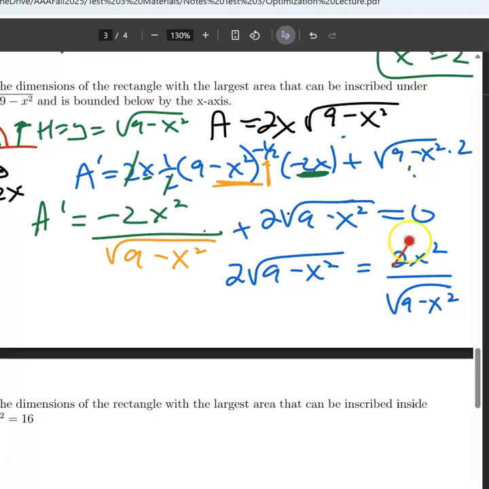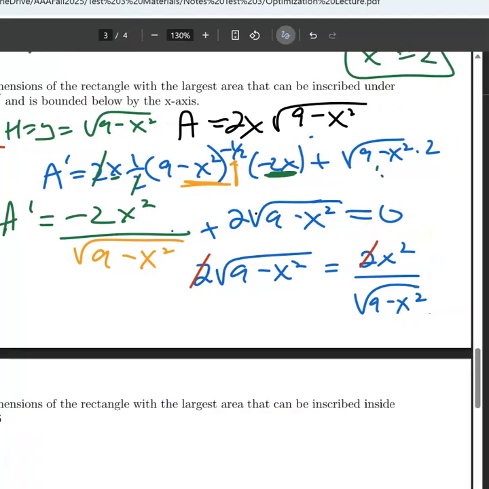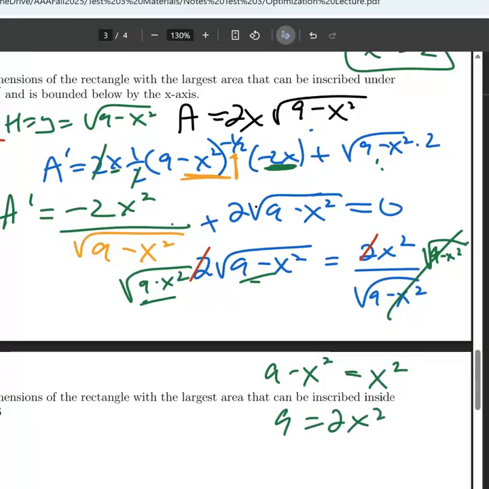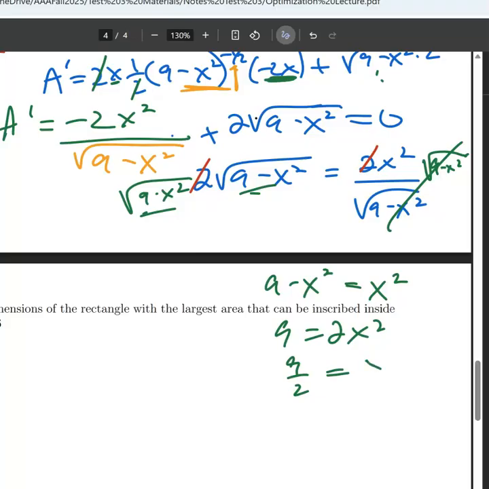So looking to see, oh, look at that, I can cancel the 2's. And then how about I multiply both sides by this radical? If I multiply both sides by this radical, those go away. On the right-hand side, I'm just left with x squared. On the left-hand side, I get 9 minus x squared. Oh, so now I get 9 is equal to 2x squared. And then 9 over 2 is x squared. So x will equal plus or minus 3 over root 2.